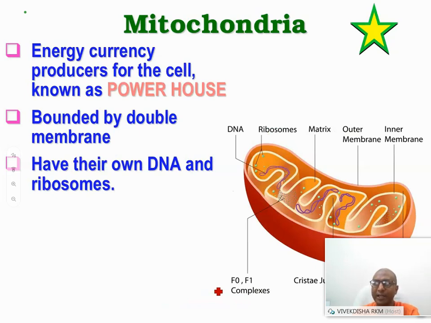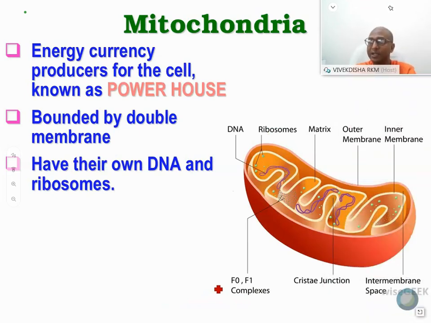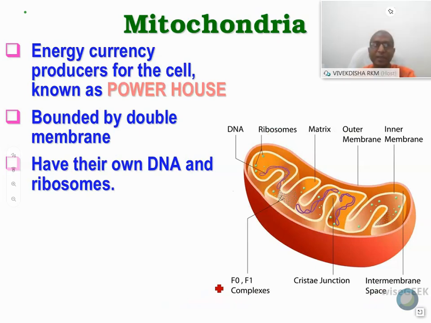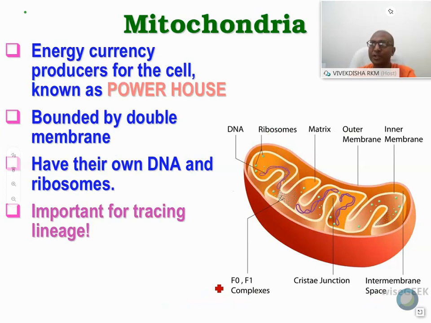They have their own DNA and ribosomes, so they can carry out their own protein synthesis. That is why it is sometimes said, as a general idea, that mitochondria were earlier a prokaryote that was finally inserted into another type of cell and became a part of it, forming the mitochondria as a part of the eukaryotic cell. Maybe in an earlier time on Earth, it was an independent organism. So this is important for tracing lineage.